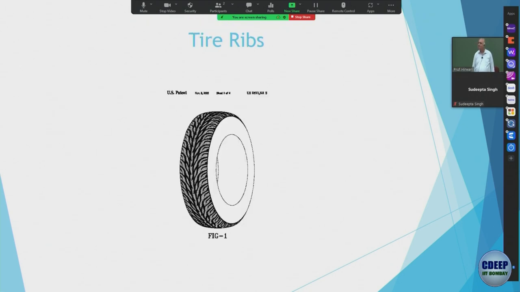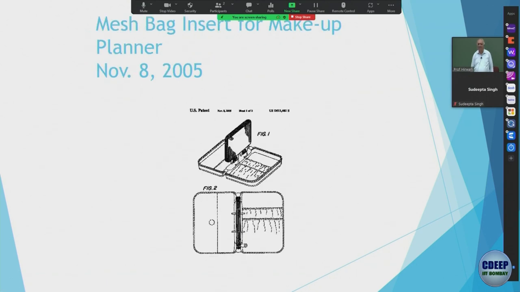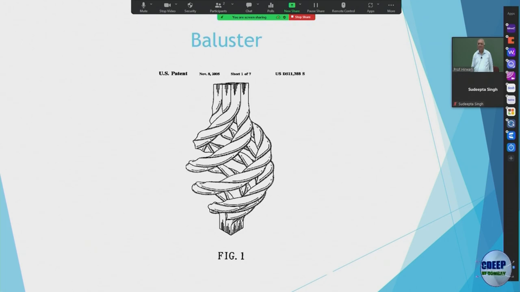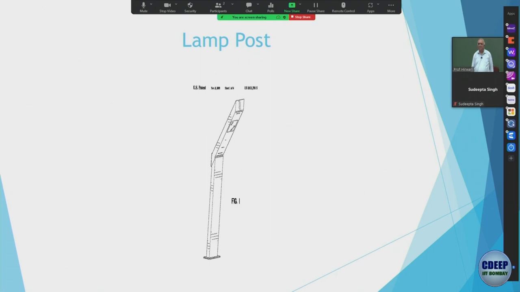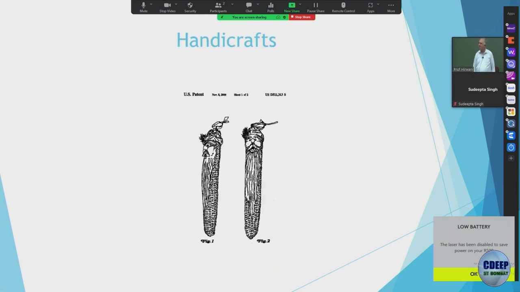Tire treads, you know, different tires have different treads. Appliqué, all of us had a school uniform with appliqué for the school emblem. Mesh bag, insert, hairband holder, baluster, textile, construction, lamp post, ear plug, handicrafts.